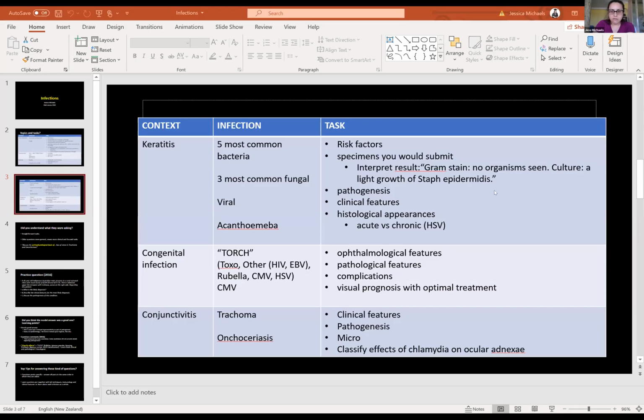So under keratitis, I'll just share it again. I've got the exact thing they asked: interpret result, gram stain, light growth of staph epidermidis, this one here, and how would you interpret that? And there are other common normal flora that they might pop in there too.